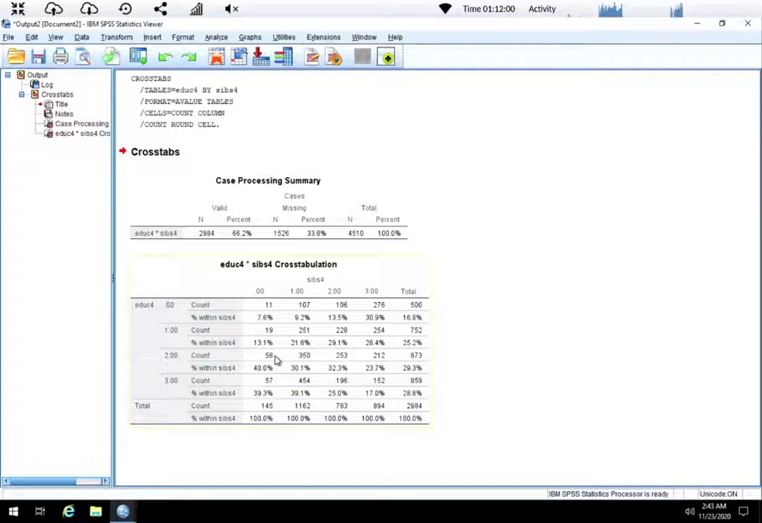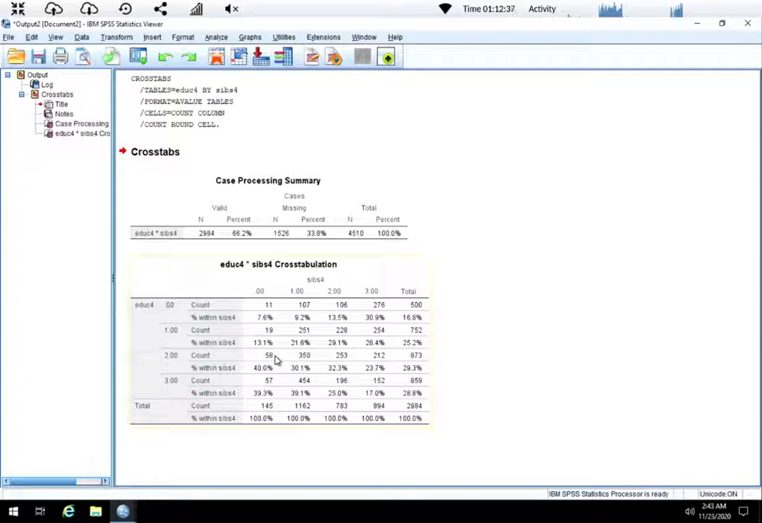Okay, if you want to summarize the relationship between SIBS 4 and Education 4 that you see here in the crosstab, you could calculate a measure of association. And in this case, it would be appropriate to calculate a gamma, a chi-square, a Kramer's V, and any of these would be appropriate because they are measures of association that we can use for ordinal variables, and they can show strength and direction, with the exception of the chi-square. The chi-square can't show us direction, and it cannot show us strength.